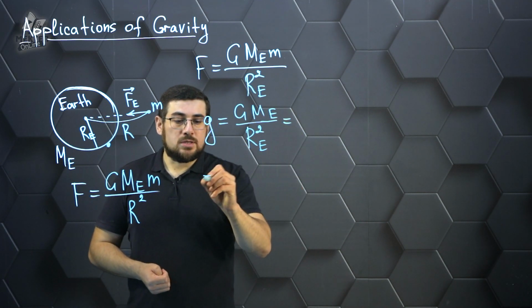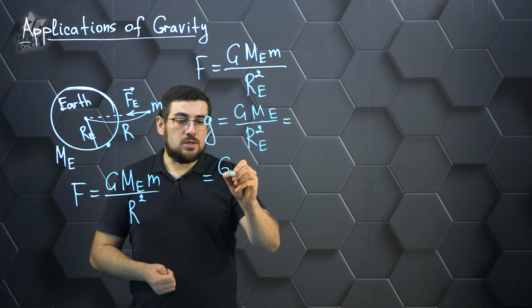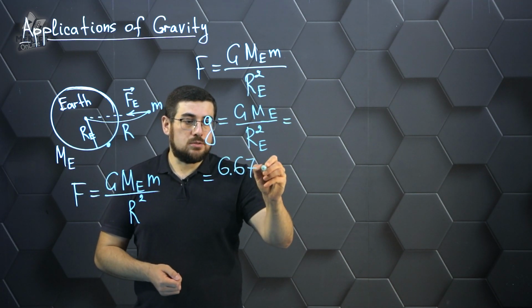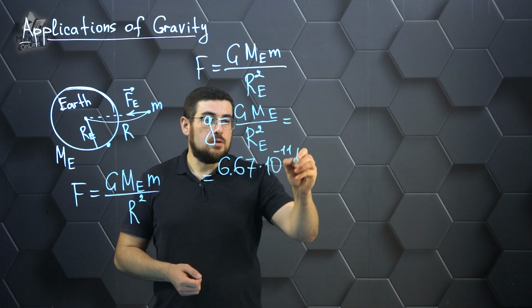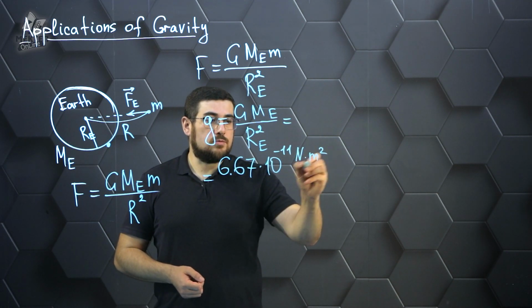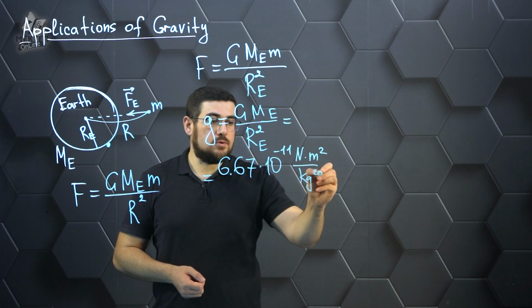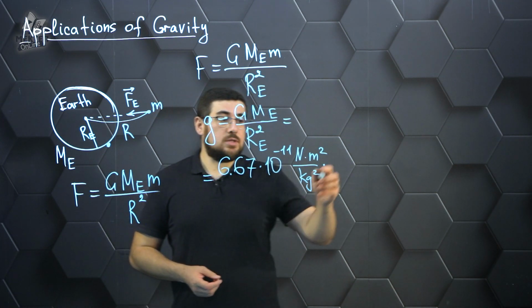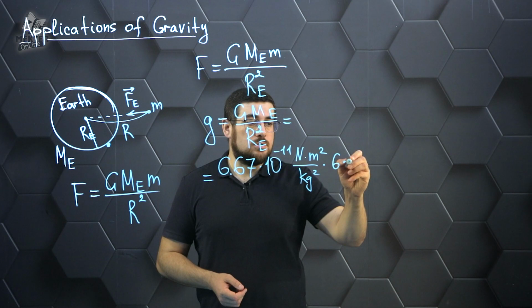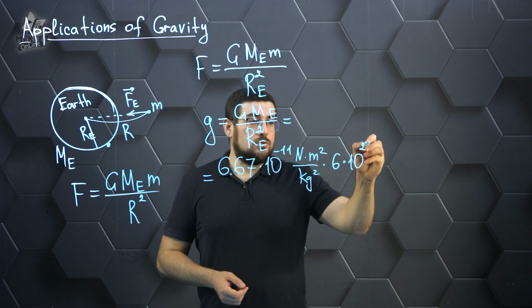Let's put numerical values for the gravitational constant. It's 6.67 times 10 to the minus 11th power, multiplied by a meter squared, divided by a kilogram squared. Then the mass of the Earth, if we take it from the reference books, is about 6 times 10 to the 24th power of a kilogram.